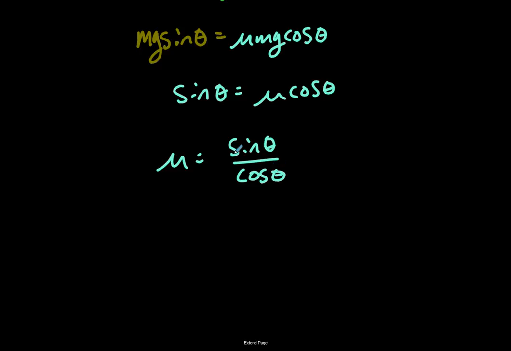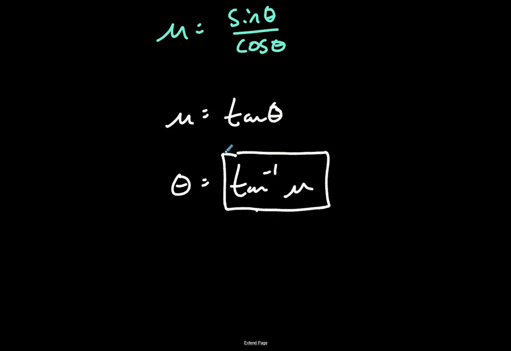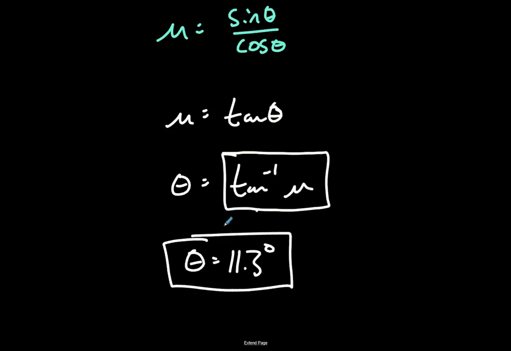Okay, so how do we solve for theta at this point? Does that look familiar to you? What does sine over cos give you? Theta has to be equal to the inverse tan of mu. Right? So that's the angle we're looking for, the inverse tan of mu. And that should work out to be about 11.3 degrees. And you can check it. You can put in those values and see if they work out to be equal numbers.